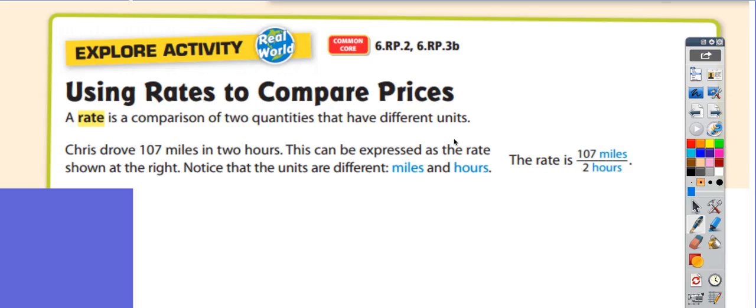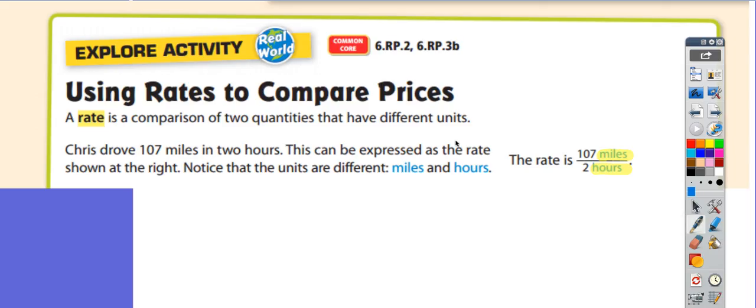A rate is a comparison of two quantities that have different units. Chris drove 107 miles in 2 hours. This can be expressed as the rate shown at the right. Notice that the units are different, miles and hours. The rate is 107 miles in 2 hours.